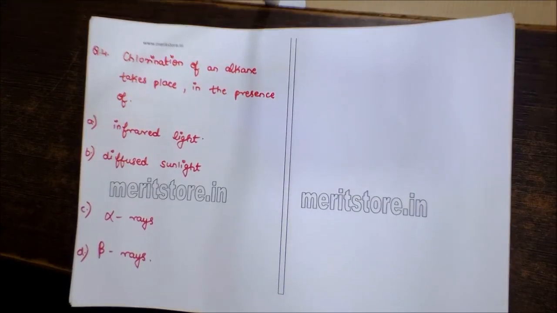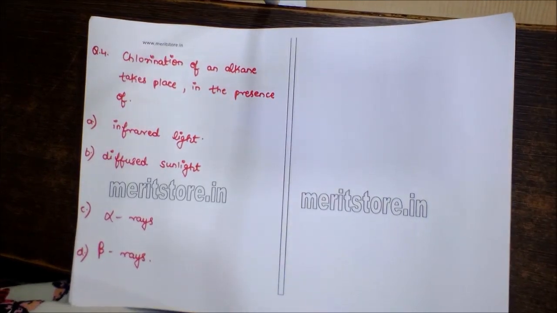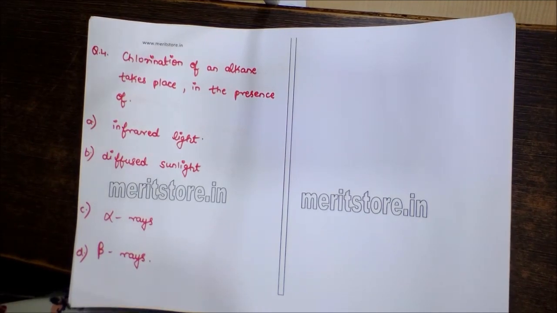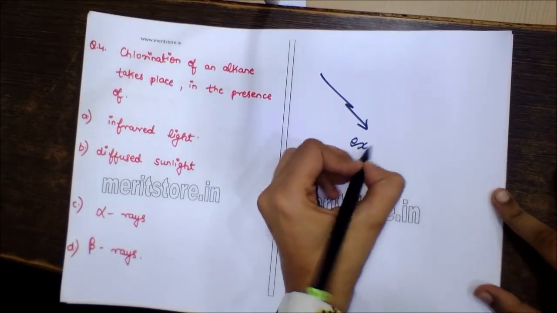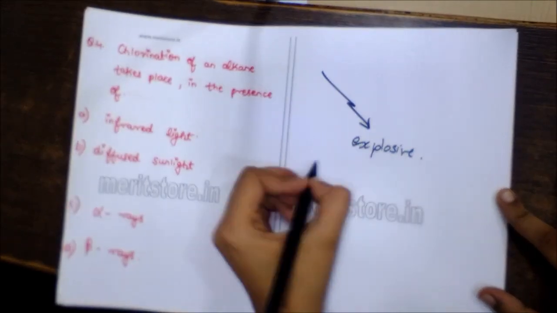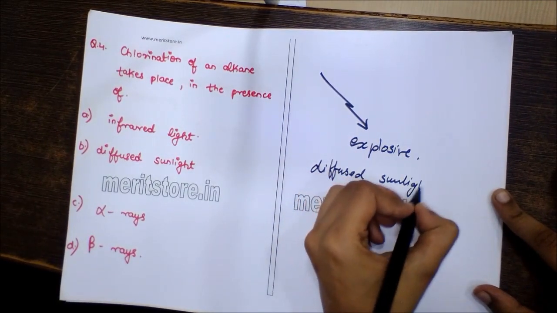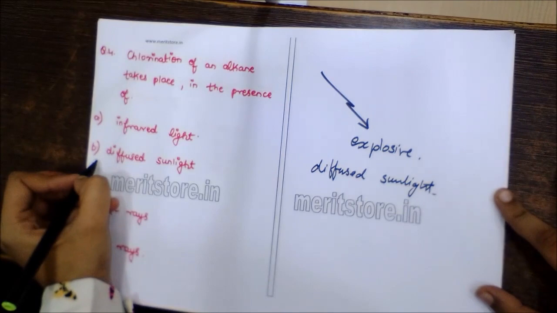Question 4. Chlorination of alkanes takes place in the presence of A. infrared light, B. diffused sunlight, C. alpha rays, D. beta rays. Chlorination of an alkane in direct sunlight can be explosive. It is done in the presence of diffused sunlight or UV light at high temperature. So when it comes in contact with direct sunlight, it will be explosive. So here we use diffused sunlight, which is not that strong and thus won't be explosive. Therefore option B, diffused sunlight, is the correct answer.